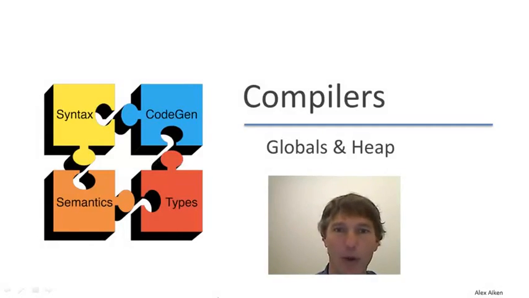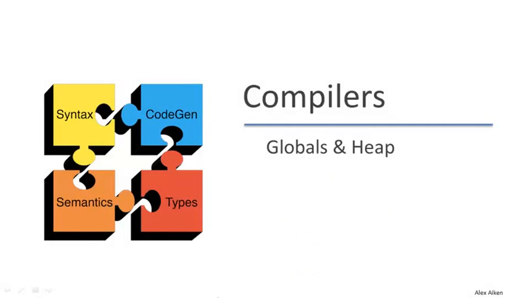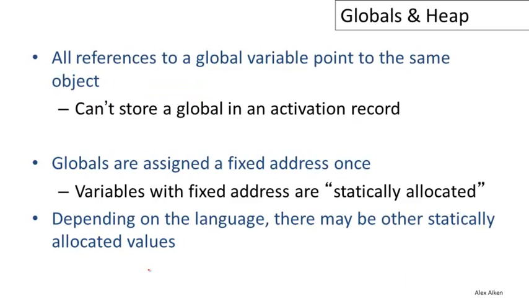In this video, we're going to continue our discussion of runtime organization by talking about how compilers handle global variables and heap data structures. Let's start by talking about global variables. The basic property of a global variable is that all the references point to the same object. That's what it means to be global.